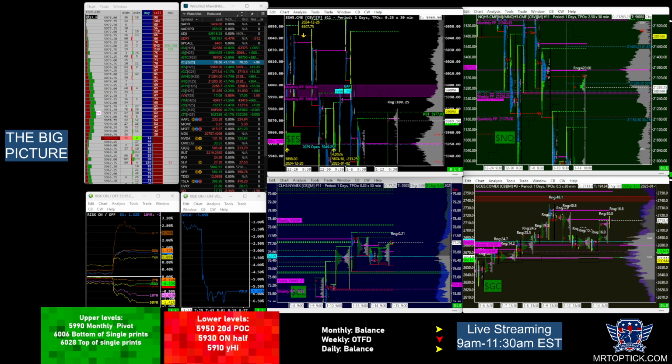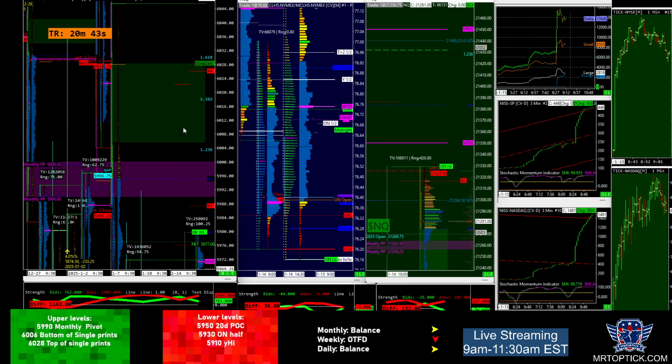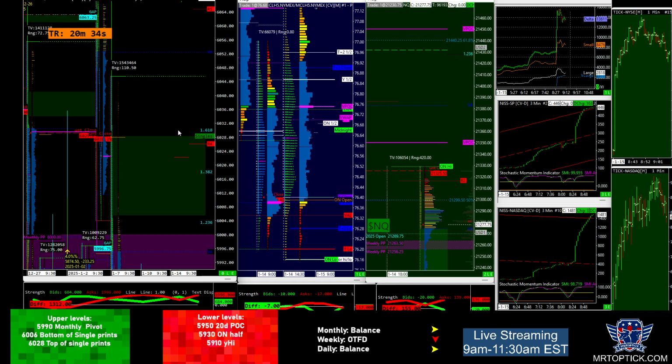So I have the levels there that I posted. In the case that we move higher, the first target is this monthly pivot, and then the single prints between 06 and 28, and then above that we have the spike, and we have a little bit of volume here at 60.36. So in the case we repair all those single prints, 60.36 is the target.